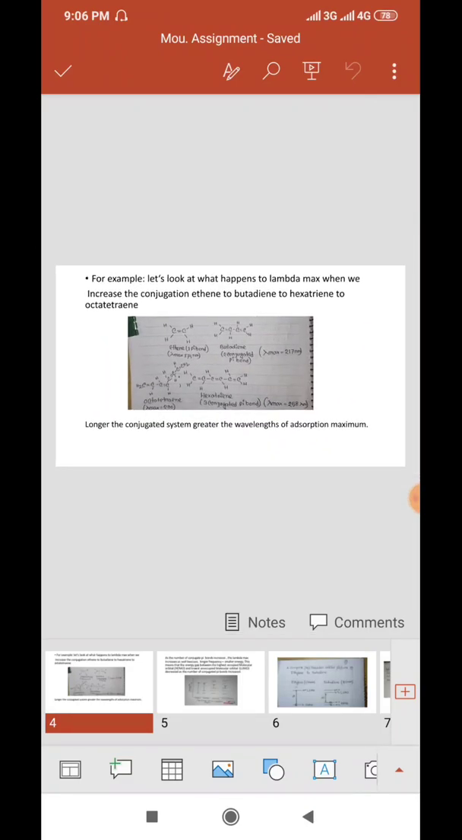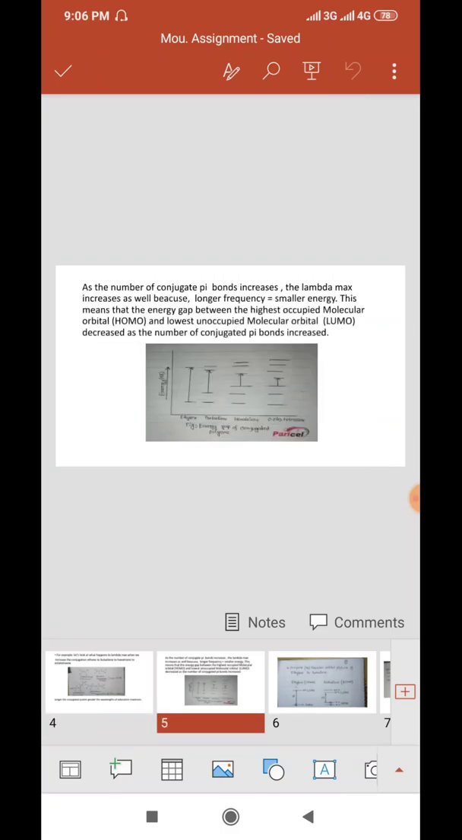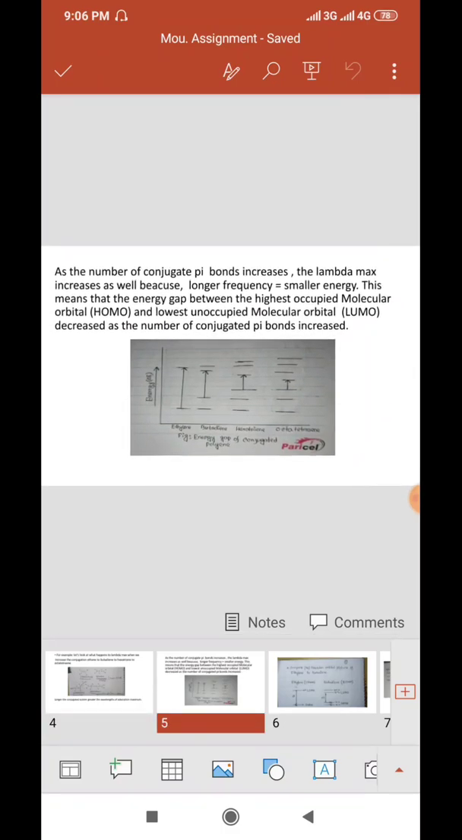So the longer the conjugated system, the greater the wavelength of absorption maximum. Actually, fewer conjugated pi bonds, lower lambda max, and more conjugated pi bonds, higher lambda max. As the number of conjugated pi bonds increases, the lambda max increases as well because longer wavelength equals smaller energy. This means that the energy gap between the highest occupied molecular orbital, HOMO, and lowest unoccupied molecular orbital, LUMO, decreases as the number of conjugated pi bonds increases.